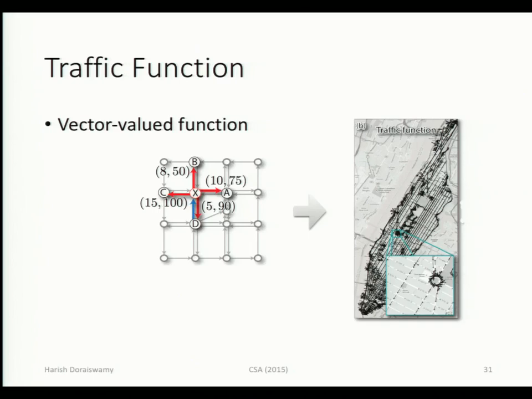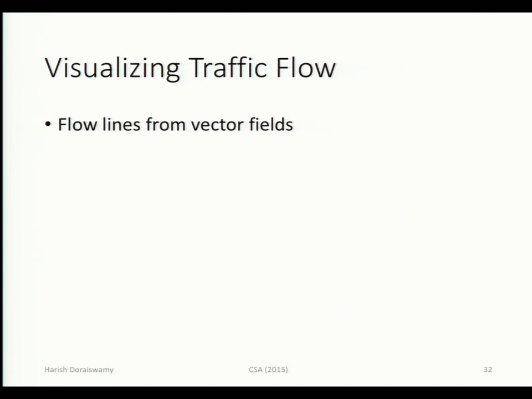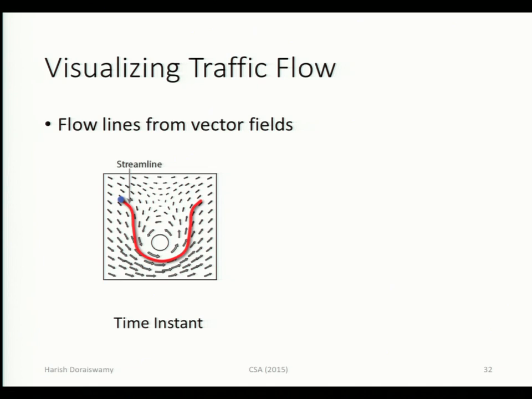And in order to visualize or get information from this, we want to try using flow lines from vector fields. For those of you who don't know, basically what a vector field does is, if you have a domain over here, for each point you have the direction and the speed, or the velocity, sorry. And a streamline is, for a fixed time instant, you just drop a particle and the streamline tracks the locus of this particular particle.